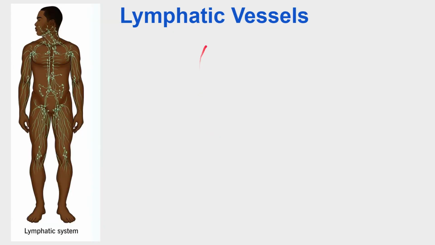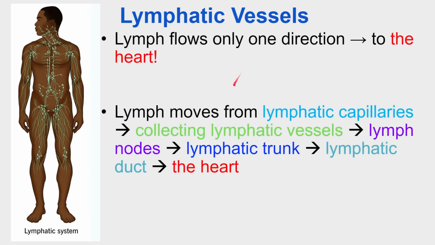All right, so let's first start talking about our lymphatic vessels. Okay, and this is going to look overwhelming at first. Hang with me. We're going to talk about it as an overview. We're going to go into it in detail, and then we'll recap it again too. So here's the thing with lymph. Lymph is only going to flow in one direction, and it's flowing to the heart. So no matter where it is collected in the body, it's going to make its way back to the heart.